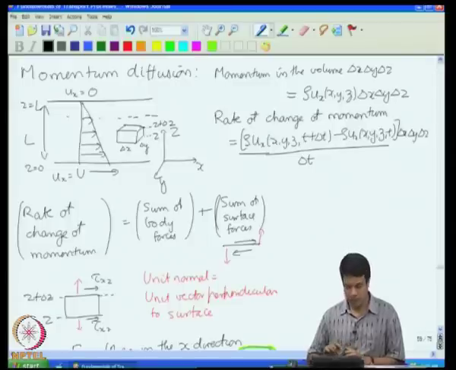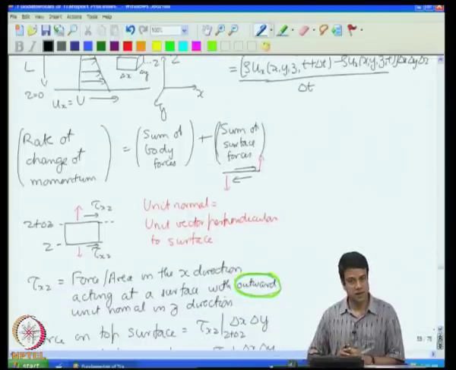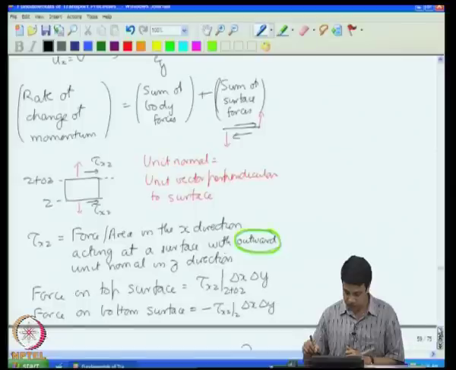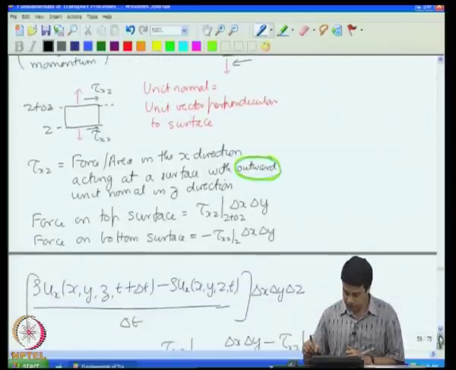The surface forces are proportional to the surface area. In that lecture, we looked at surface forces, the shear stress acting on the top and bottom surfaces. I defined tau xz as a force per area in the x direction acting at a surface with outward unit normal in the z direction. From that, I got for you the forces on the top surface and the force on the bottom surface. Now, what about the body forces?